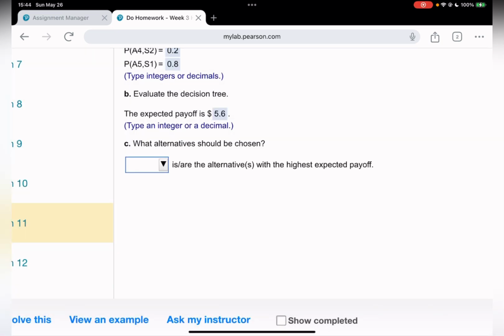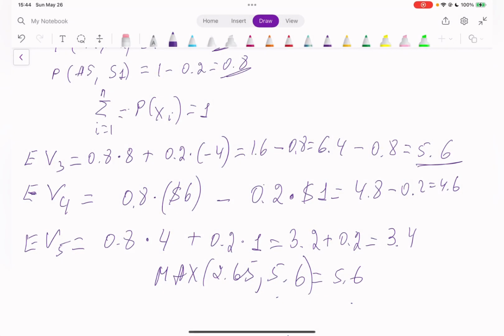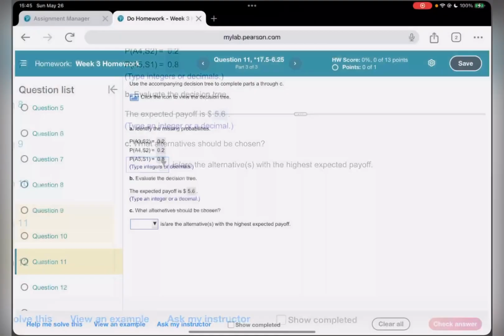Bingo. And the alternative should be chosen, since which one was that? We chose 5.6, that's for A3, right? So for the alternative, we're going to choose A3.